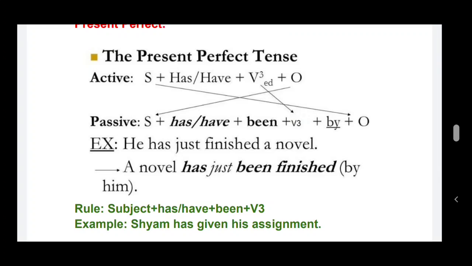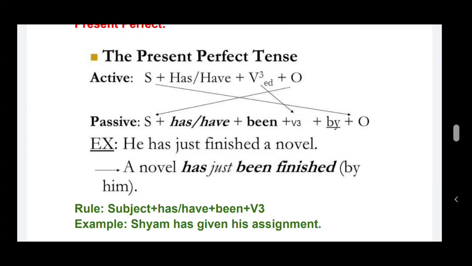So a novel has just been finished, and the verb 3 form of finished is finished only. So it is used as it is. So the novel has just been finished by him. So that's all about the present perfect tense.